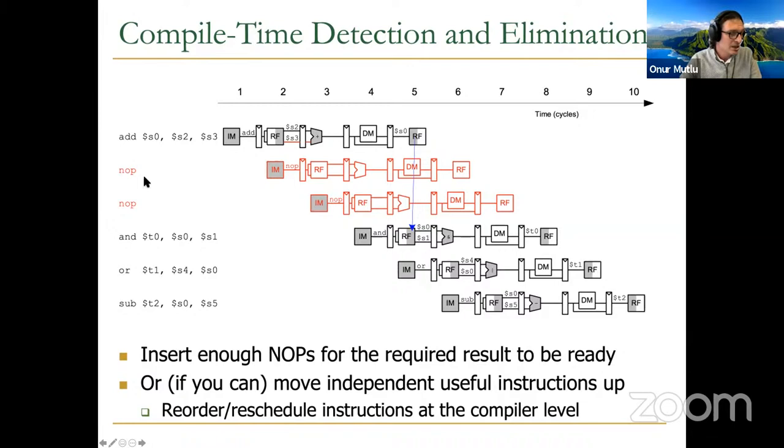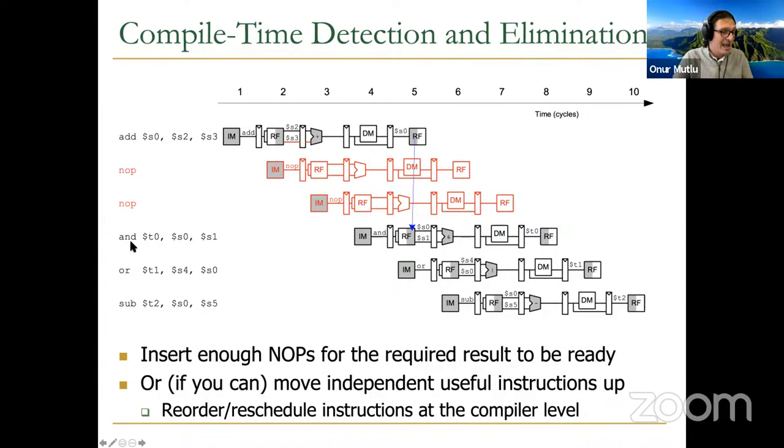But whenever you're doing things like that, you need to be careful, right? Clearly, you cannot move an instruction that add is dependent on into the slot, right? That doesn't make sense because that breaks the semantics of the program. And here, clearly, you cannot move an instruction that is dependent on AND, OR, or SUB earlier into the no-op slot.